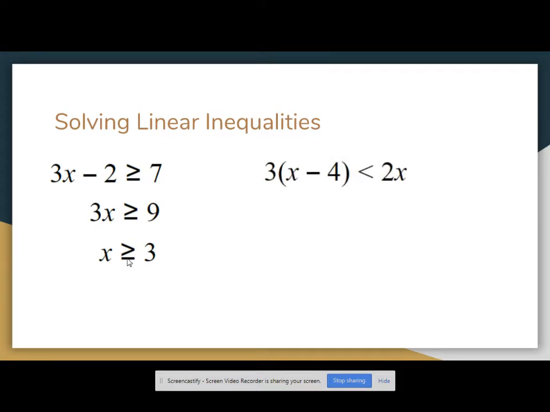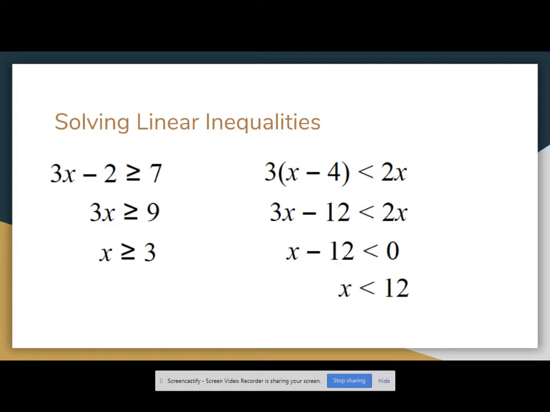Solving, again, same idea. We can distribute through the parentheses. We want to get all the x's onto the same side of the inequality. We're actually going to subtract 2x, and there's a reason for that, instead of subtracting 3x from both sides. And I'll come back to why I subtracted 2x from both sides of that inequality instead of subtracting 3x's. I added 12, and I'm done.